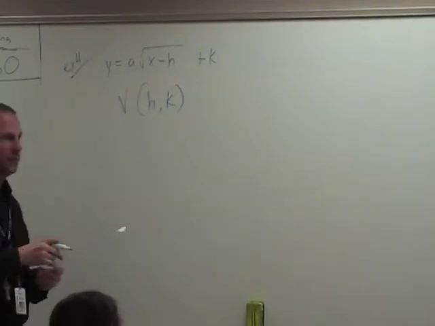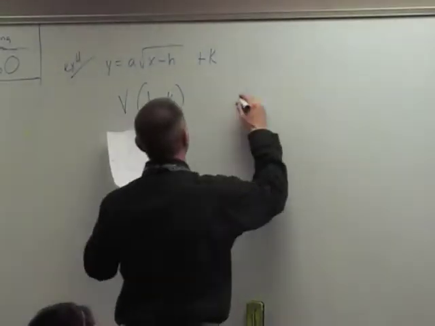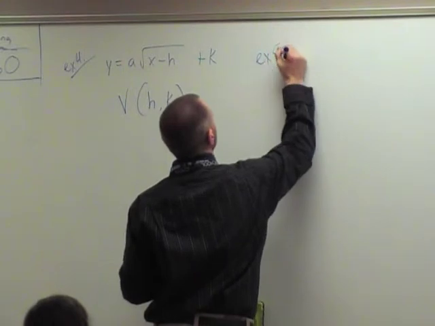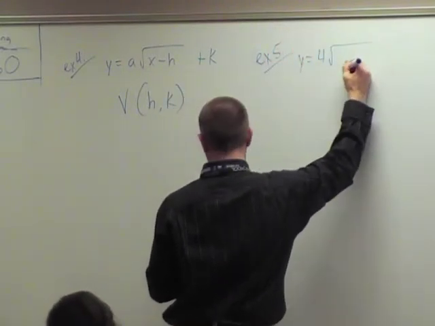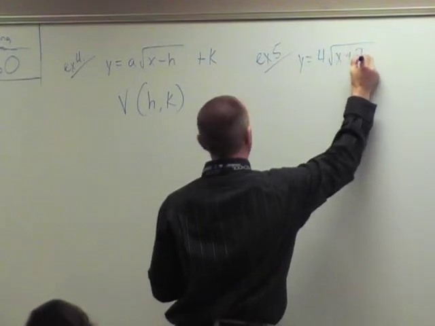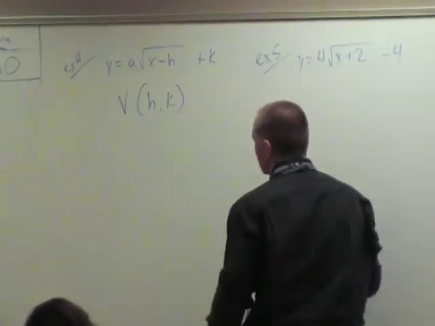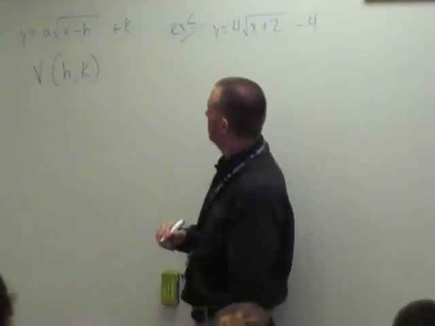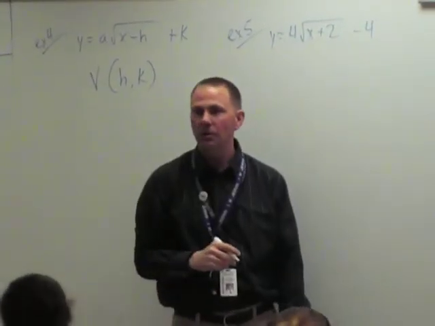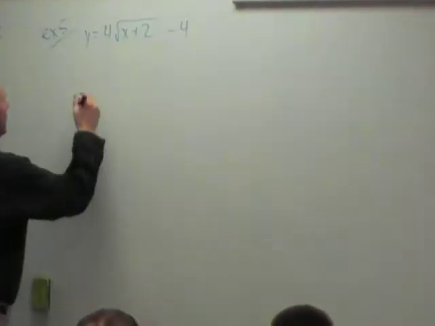All right, which we've already figured out. So here's example 5. That was just for your benefit there. So let's see if you figure this out. y equals 4 times the radical of x plus 2, and minus 4 on the outside. Okay, where's it going to start? Negative 2, negative 4.